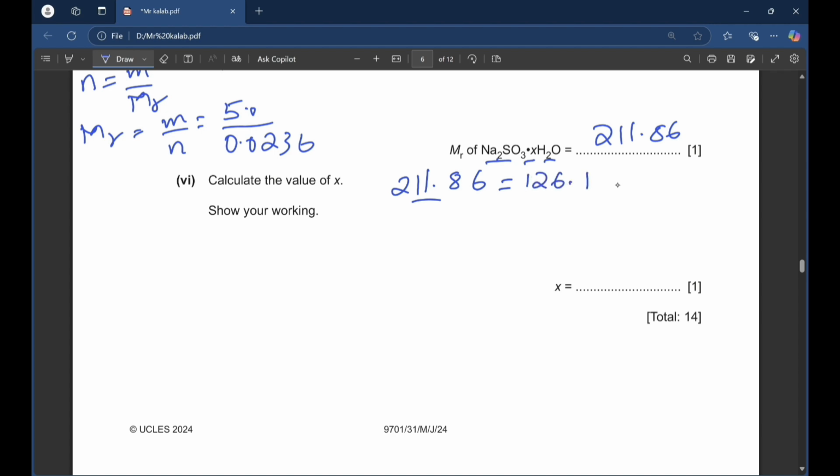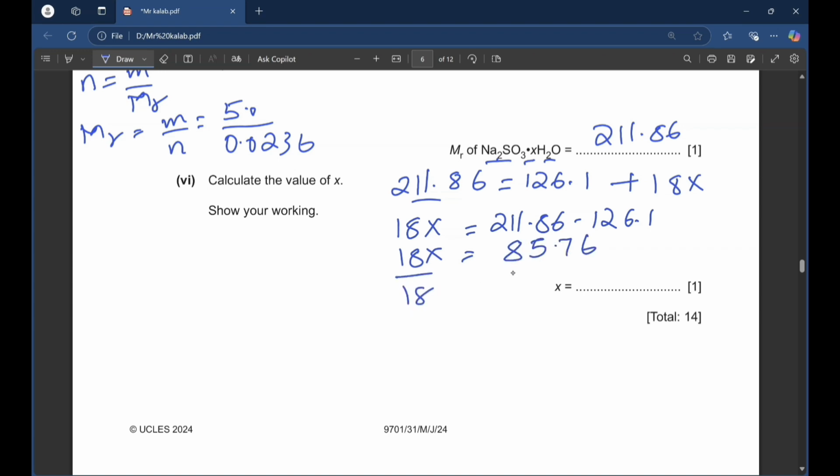126.1 plus we have x moles of H2O. What is the mass of 1 mole of H2O? It's going to be 18. So we have 18x here. Now let's solve for x. So 18x will be equal to 211.86 minus 126.1. So 18x is the same as 85.76, and x is 85.76 divided by 18.